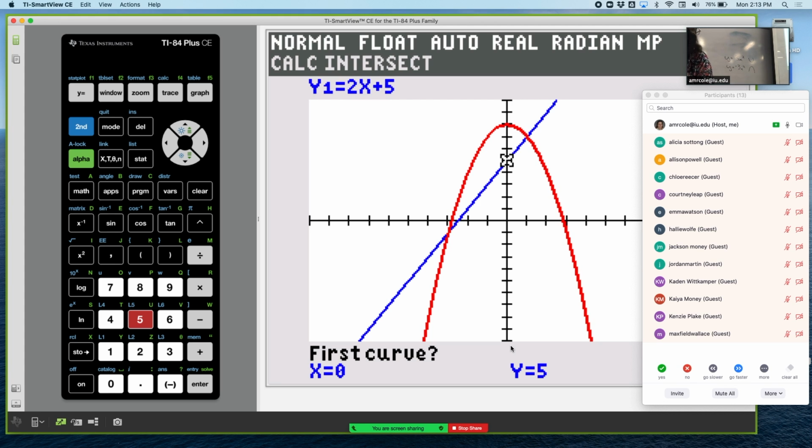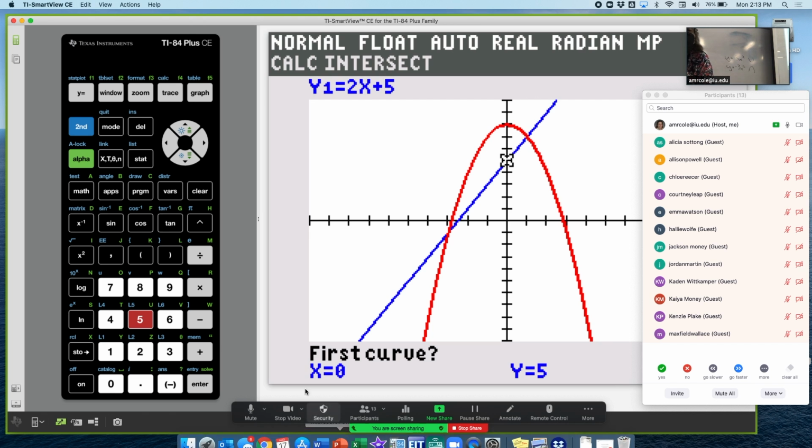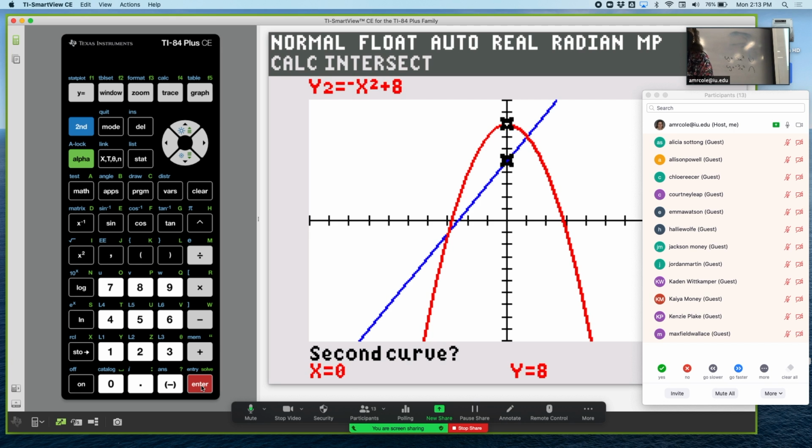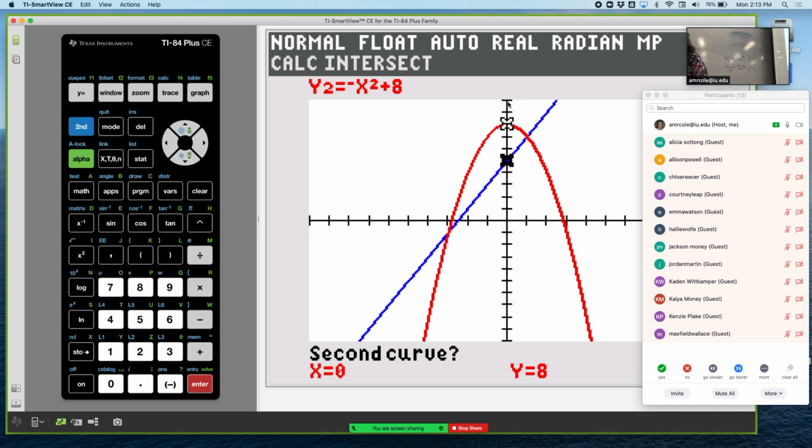Everything's in blue. It knows that's the first curve. All right, it's going to automatically come up with the first curve every time. Okay, then I'm going to hit enter. All right, and again, calculator is really smart. So the cursor jumped over to the second equation, which was the upside down parabola. It's now in red up here at the top. It's in red down here at the bottom, and it's asking you, is this the second curve? Even though it already knows it is, it's still asking you. All right, so then I'm going to hit enter.